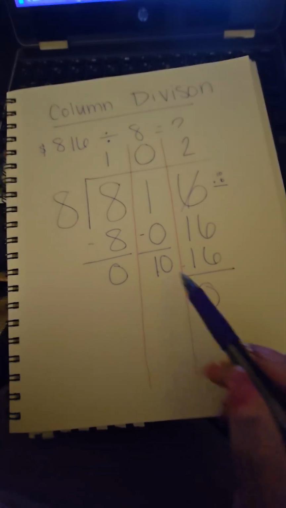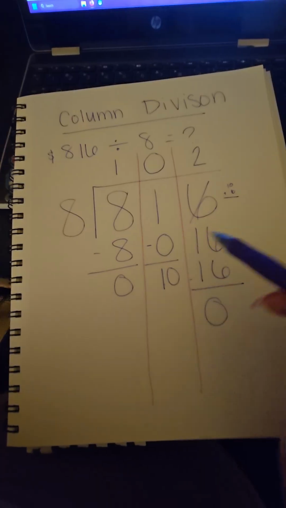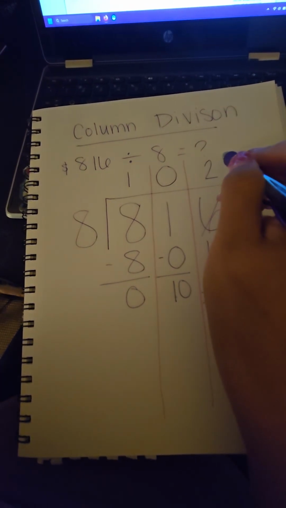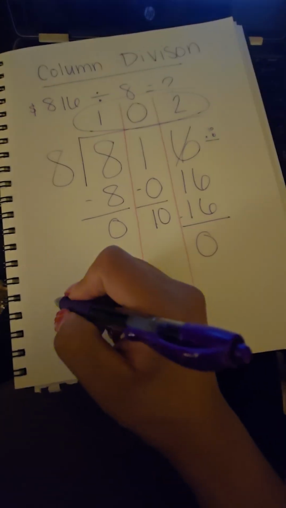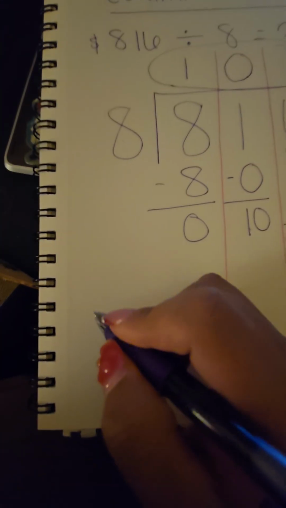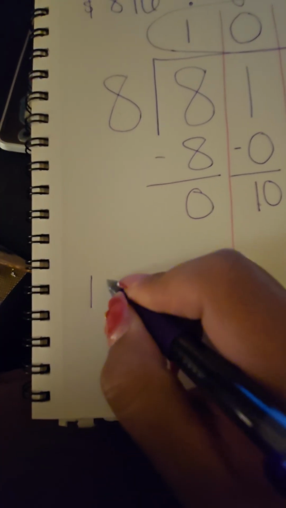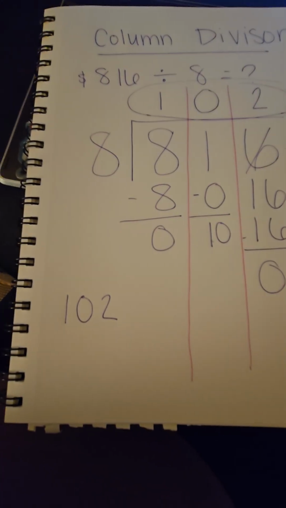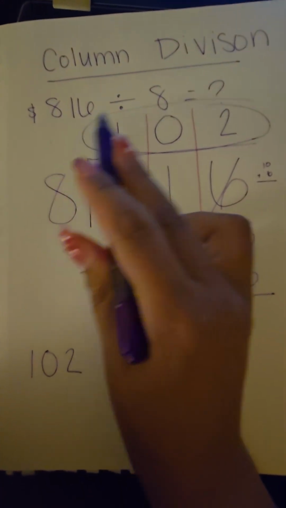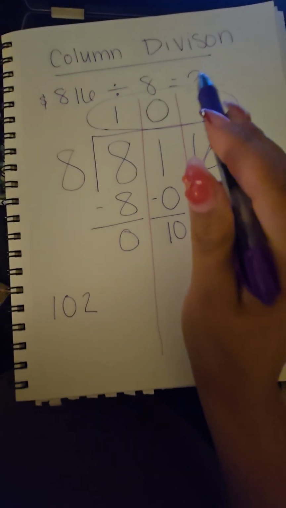So now that we're all done with this part, we have this right up here. That is our quotient. We're going to write it without the columns. I'm going to put it right here just so we can really see the answer. 102. So 816 divided by 8 is 102.